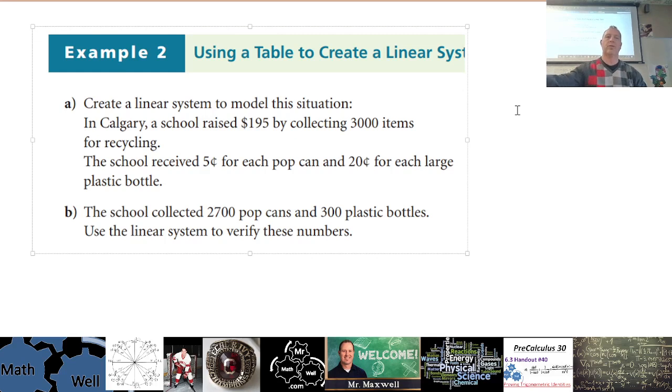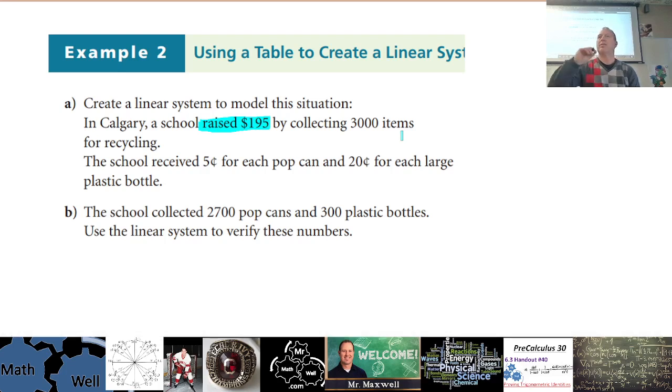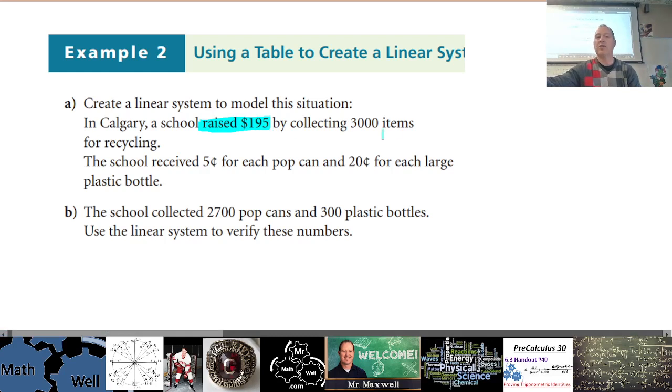In Calgary, a school raised $195 by collecting 3,000 items for collection. Okay. All right. So raised $195 by collecting 3,000 items. Now, this question, you can't take the first sentence and make an equation, the second sentence make an equation necessarily. They've mixed things up a little bit. But you're smart enough to know that one equation is going to deal with money, because you've got money here, and another equation is going to deal with the number of items, because that's what we've done before. So $195 is going to come from the money that you get for each of these things.